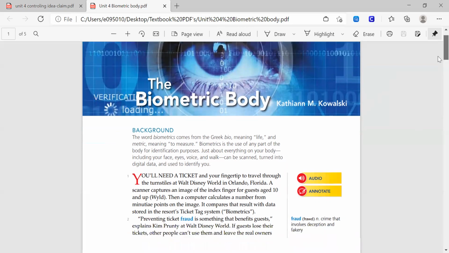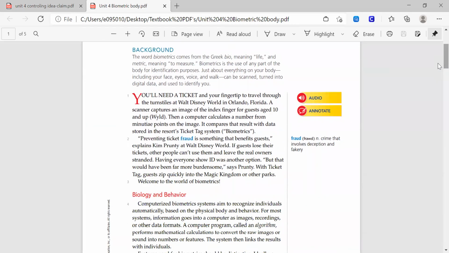So here we go. Background. The word biometrics comes from the Greek bio, meaning life, and metric, meaning to measure. Biometrics is the use of any part of the body for identification purposes. Just about everything on your body, including your face, eyes, voice, and walk, can be scanned, turned into digital data, and used to identify you.